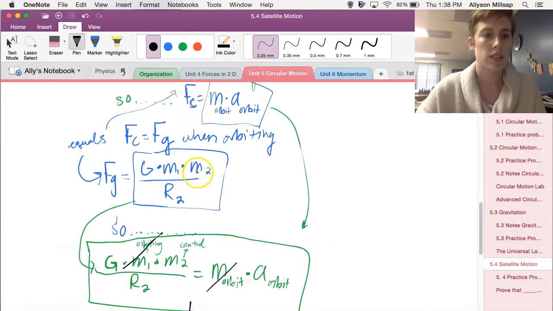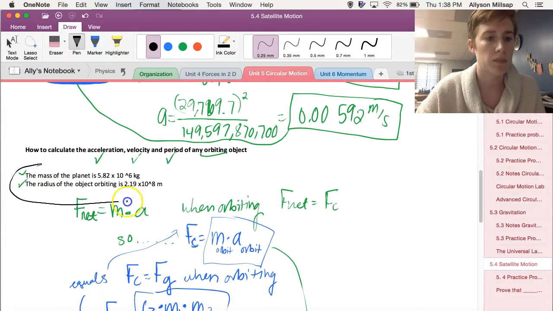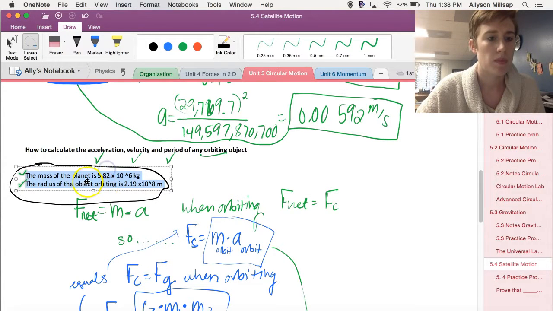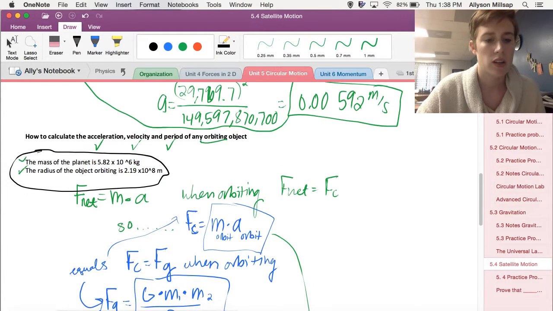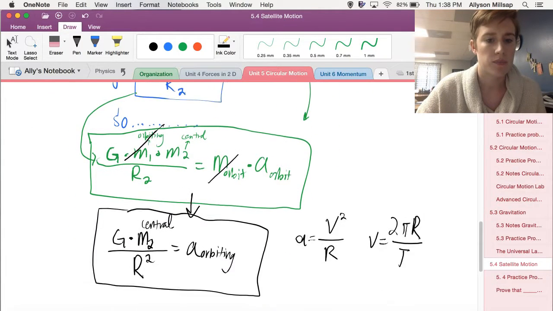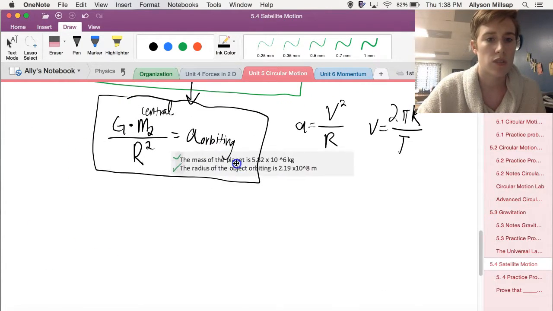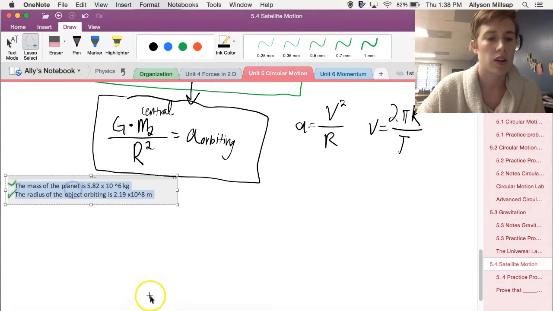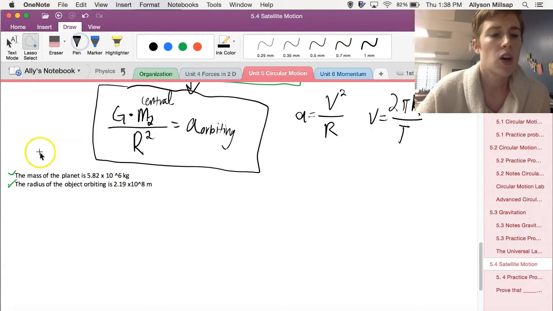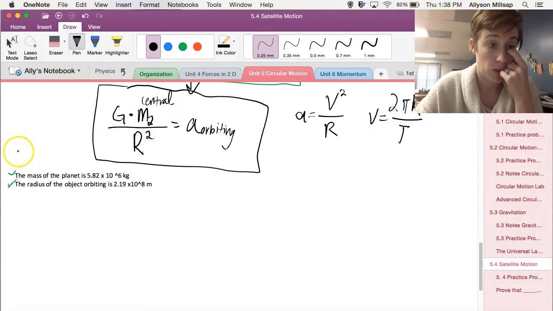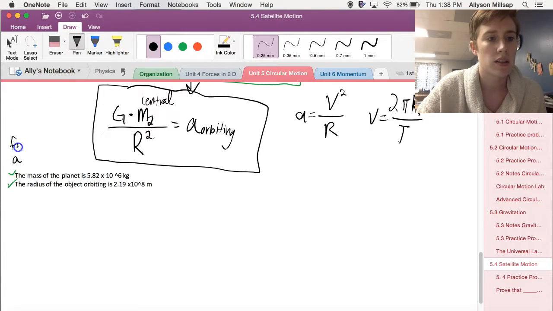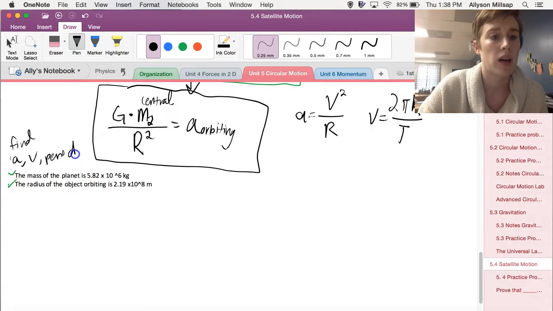So did I put a problem up here? Okay, here's my problem. In fact, I'm just going to copy this right here, and I'm just going to move it on down so that we can see it down here. So there's our formulas right there. Okay, and here is our problem. I didn't copy the question down above, but the question asks us for acceleration, velocity, and the period of the orbiting object, okay?